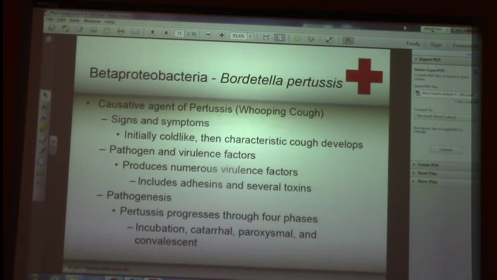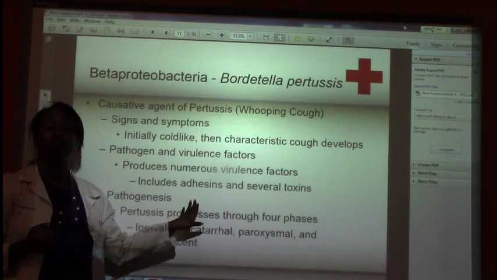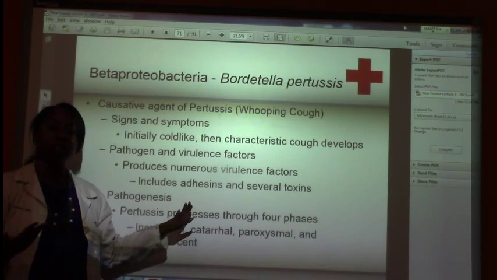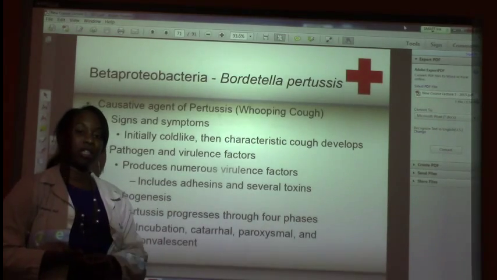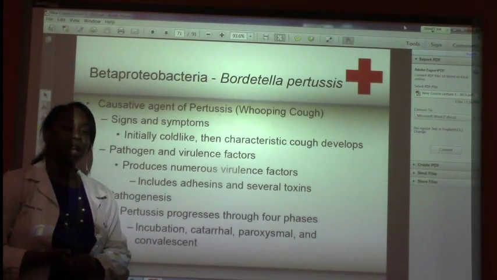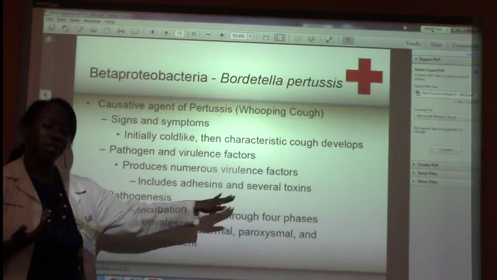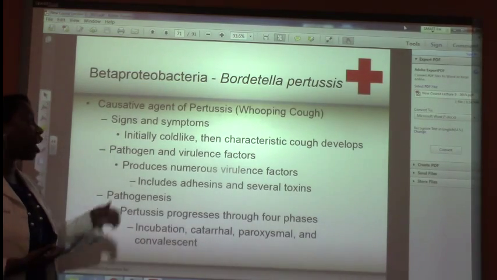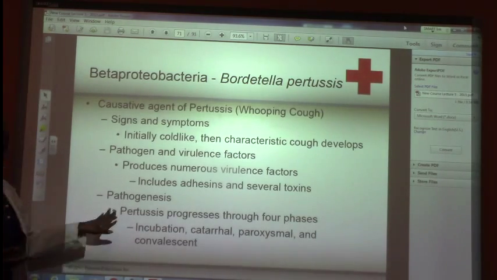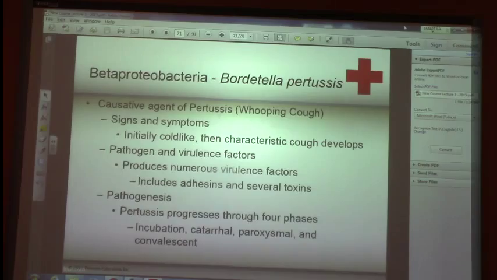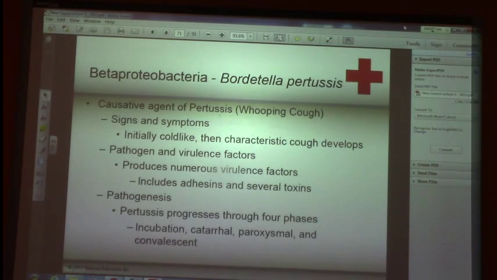There are numerous virulence factors that are produced by this organism, including adhesins, which are proteins that allow it to adhere to the epithelium of the host. And then they also produce toxins as well. Our immune system launches responses to these toxins, and as such, that's what leads to the characteristic symptoms there. Pertussis does progress through each of these 4 phases. And once convalescence is achieved, that means that they no longer have the signs and symptoms.